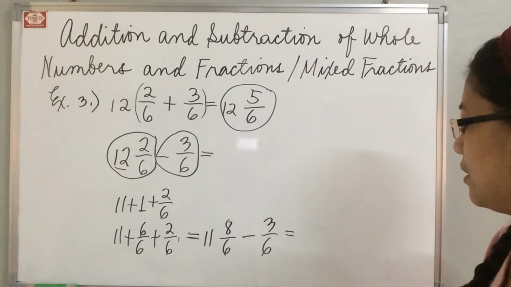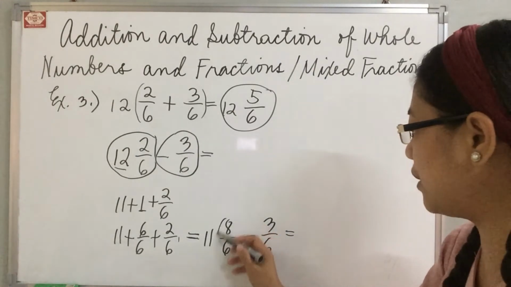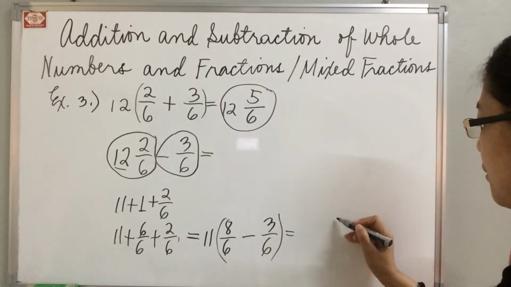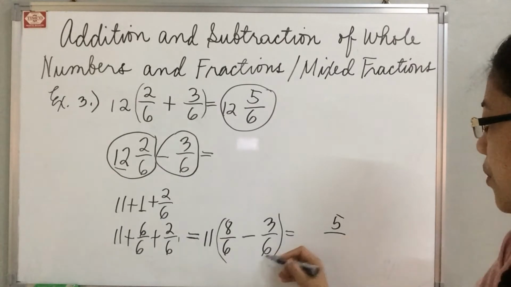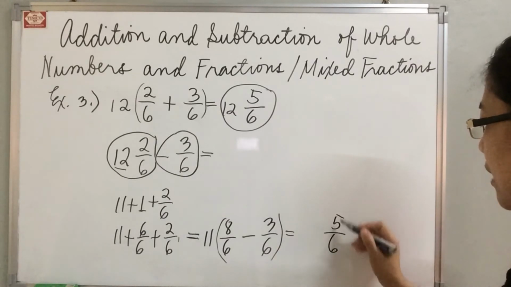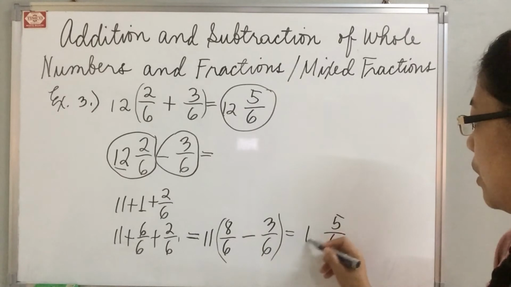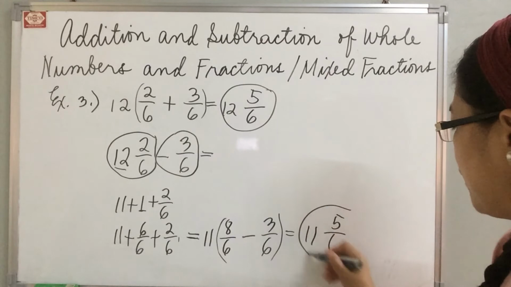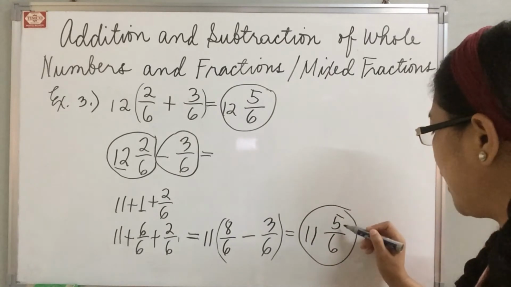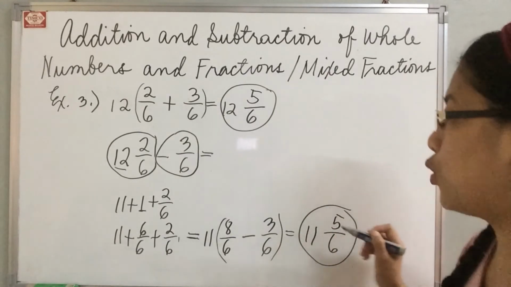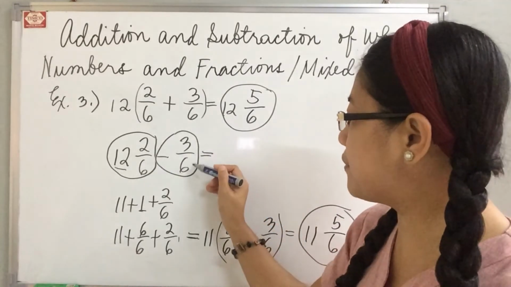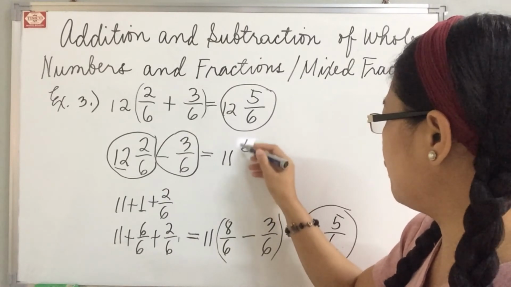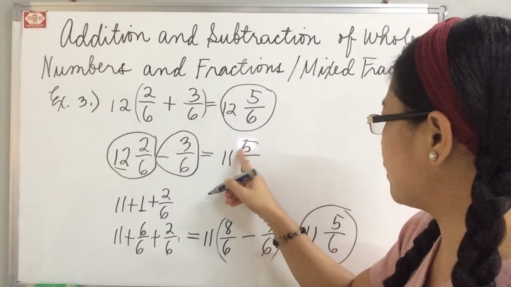Can we now solve? Yes, let's do first the fraction. 8 minus 3, that is 5 over our denominator, which is 6, and let's copy the whole number. So 5/6 here can no longer be reduced. So this is our final answer, 11 and 5/6. So when we subtract 3/6 from 12 and 2/6, it will give us 11 and 5/6.